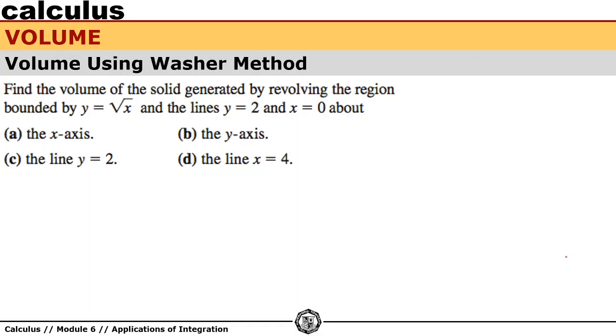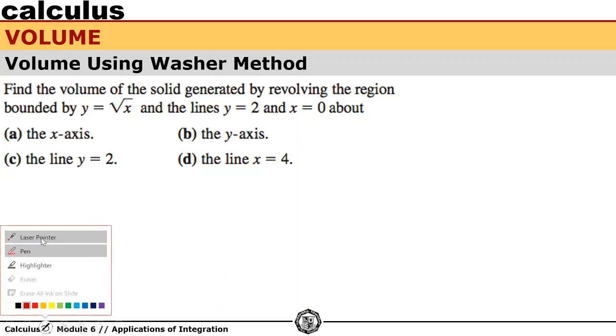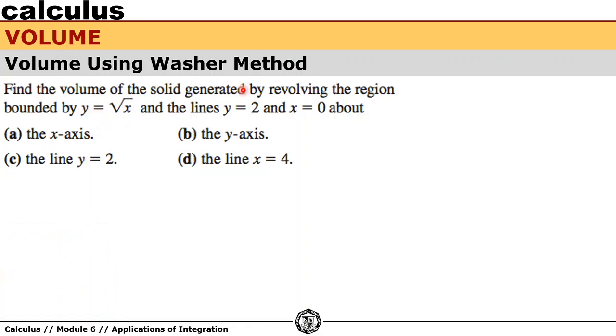In this particular question, it says find the volume of the solid generated by revolving the region y equals the square root of x. We're going to nominate that for function of the day since it's been in every question we've done. They want you to take y equals the square root of x, the line y equals 2, and x equals 0, and we're going to rotate that around the x-axis for part A. We're going to rotate around the y-axis for part B. For part C, we're going around the line y equals 2, and for part D, we're going to go around the line x equals 4.